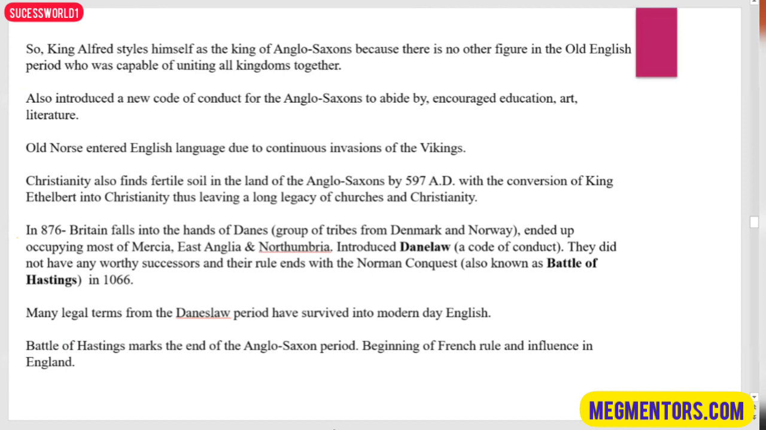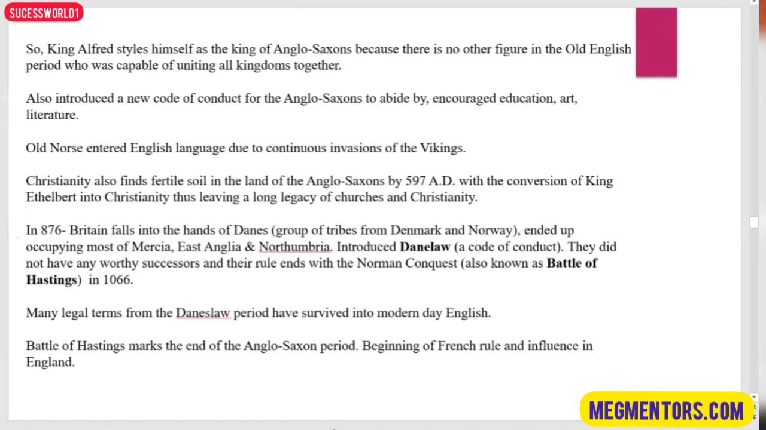When they attacked and invaded England, these Danish peoples did not have any worthy successors. So their rule ends with the Norman conquest. The Norman conquest was led by William the Conqueror of Normandy. The reason I asked you to look at Normandy on that French map is that it is important. That is where the people came from to invade England, and later they established their aristocracy in England. And that is when the French influence in English starts, right?